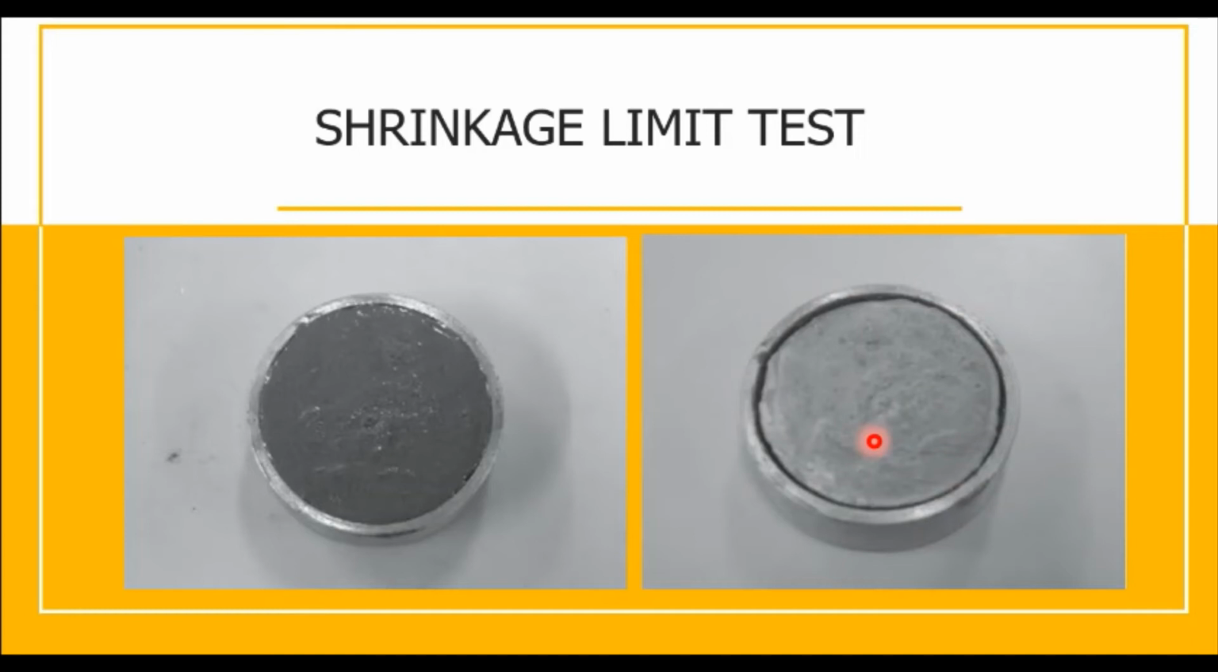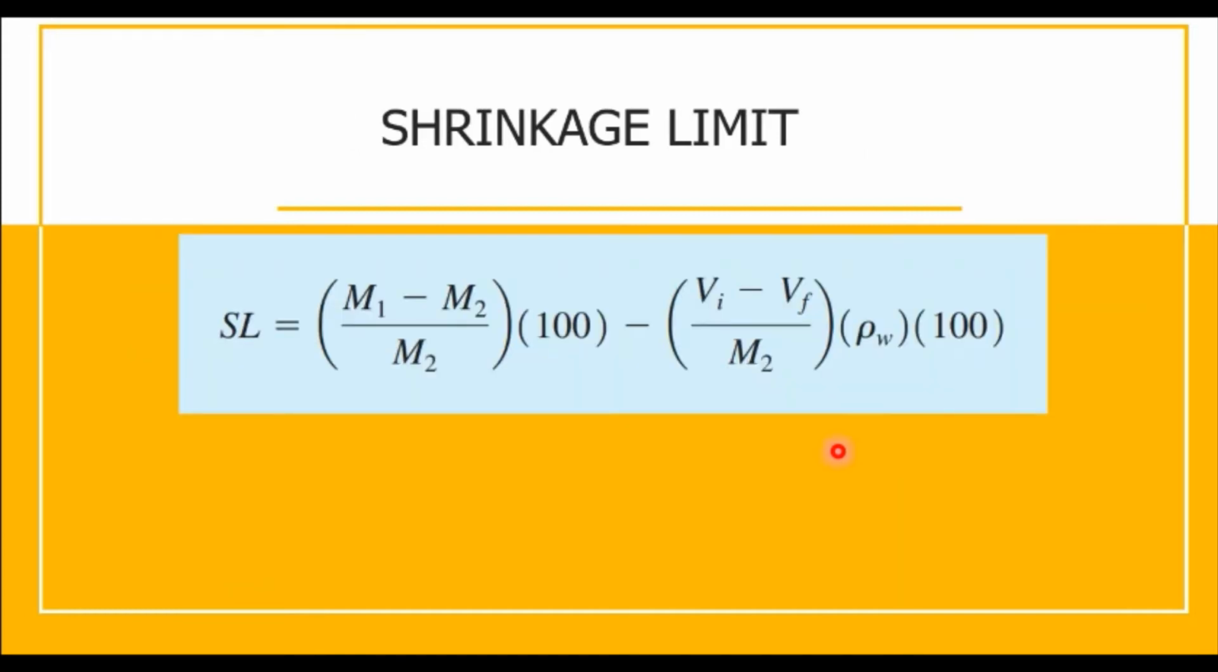And para makuha natin yung shrinkage limit, it's equal to the mass before oven drying minus the mass after oven drying, all over the mass after oven drying, multiplied by 100, minus the initial volume minus the final volume after oven drying, all over the mass after oven drying, multiplied by the density of water, multiplied by 100. So, ang sagot dito is in percent kasi pareho na natin siyang minultiply sa 100.